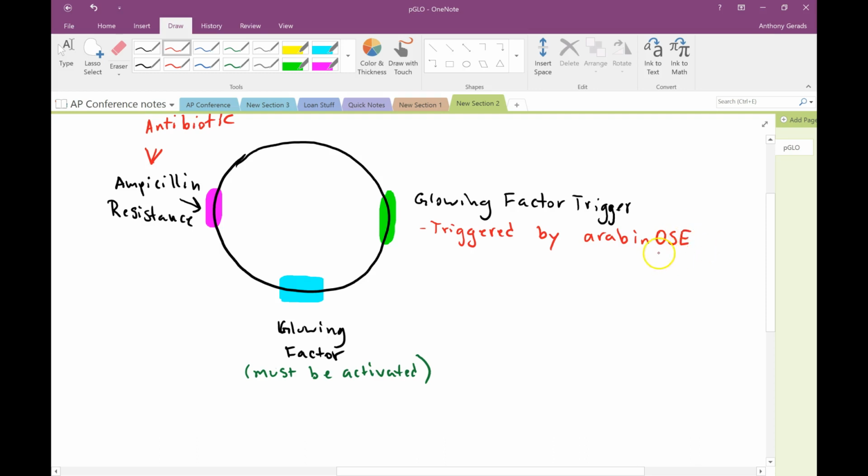Arabinose sugar. All right. I put OSE in all caps and I underlined it because if it ends in OSE, it signifies that it's going to be a sugar. So arabinose is a sugar. So if the E. coli takes this plasmid up, it's resistant to ampicillin. Ampicillin's an antibiotic, meaning if I give it antibiotics, it's not going to die. And it could glow, but only in the presence of arabinose sugar.